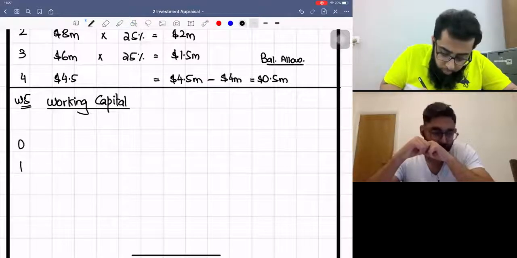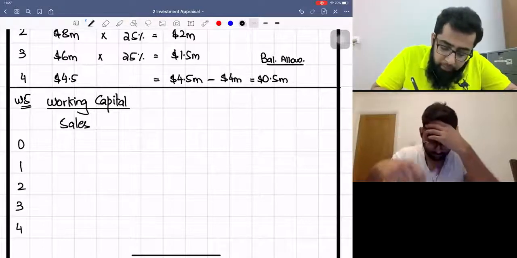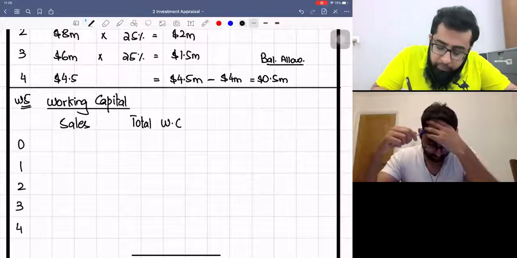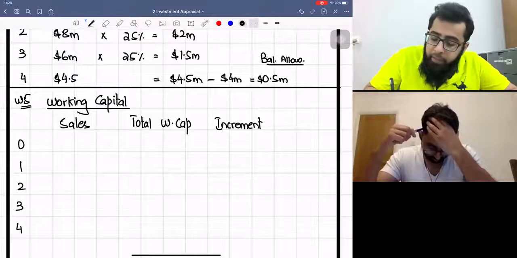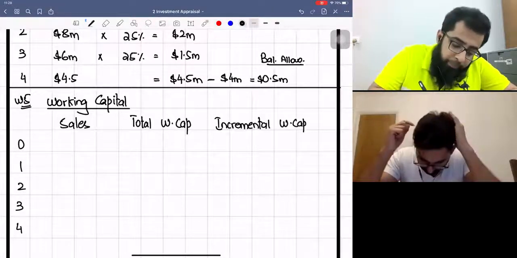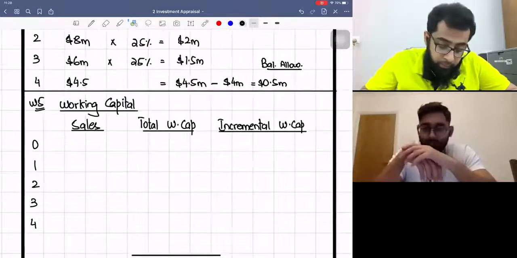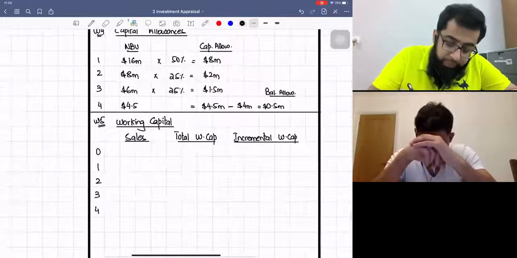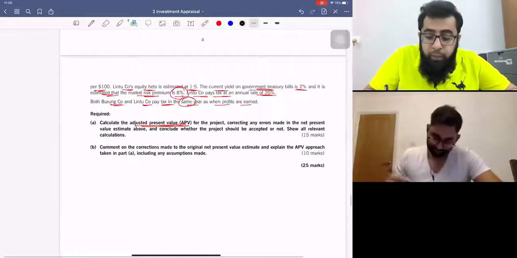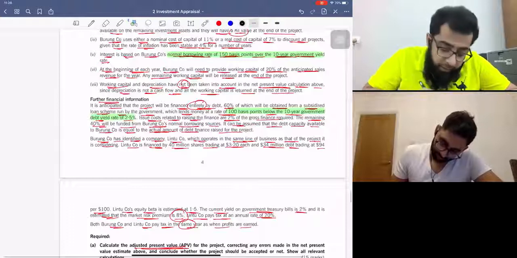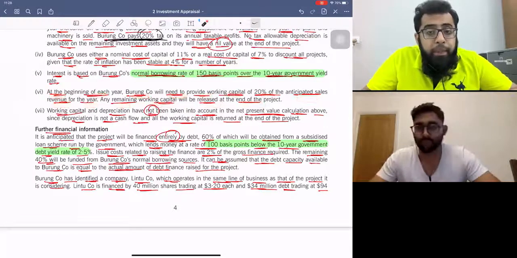Year 0, 1, 2, 3, and 4. So these are our sales, total working capital, and incremental working capital. We just read it in the question, note number 6: at the beginning of each year, Burung company needs to provide working capital of 20% of the anticipated sales revenue for the year. Any remaining working capital will be released at the end of the project.